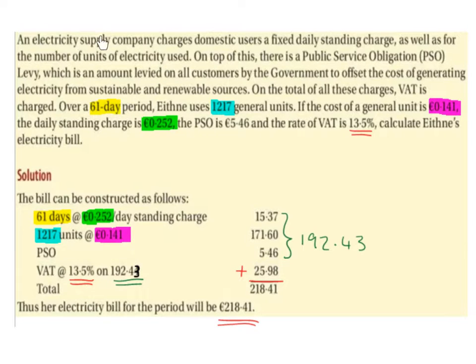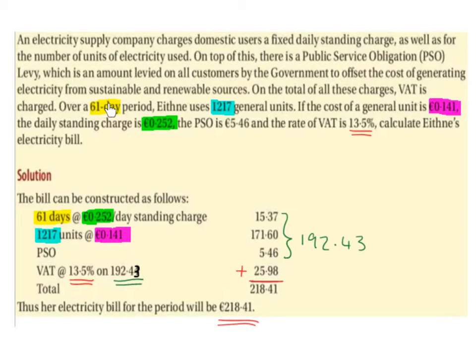An electricity supply company charges domestic users a fixed daily standing charge, as well as for the number of units of electricity used. On top of this, there's a public service obligation, a PSO, levy, which is an amount levied on all customers by the government to offset the cost of generating electricity from sustainable and renewable resources. On the total of all these charges, VAT or value-added tax is charged.